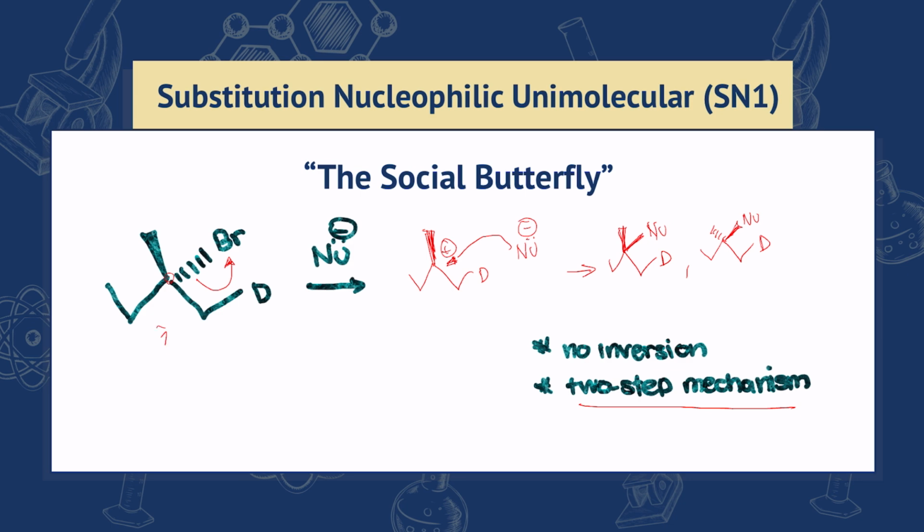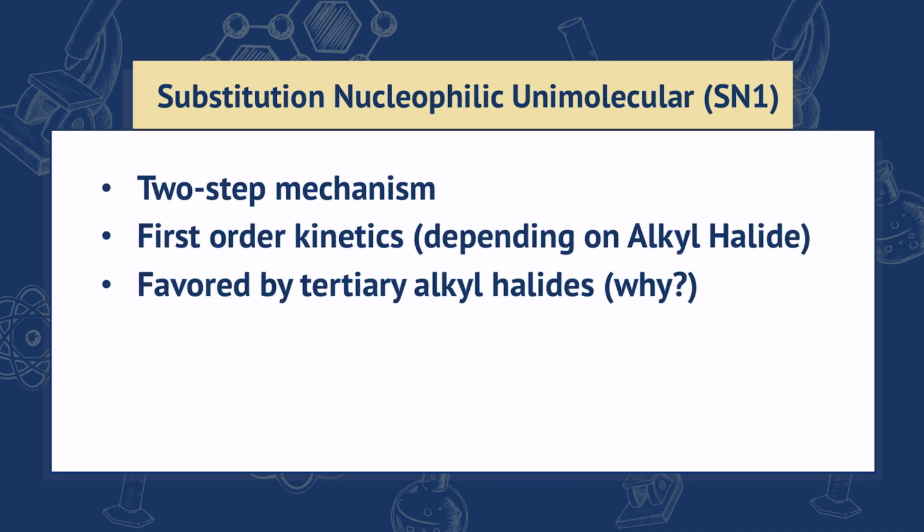Also to take into consideration is that this is a two-step mechanism. The first step is the leaving group leaving the molecule, and the second is the nucleophile attacking the central carbon or the carbocation. These are the properties of SN1. It's a two-step mechanism. First order kinetics, meaning it's only dependent on the alkyl halide or the substrate.